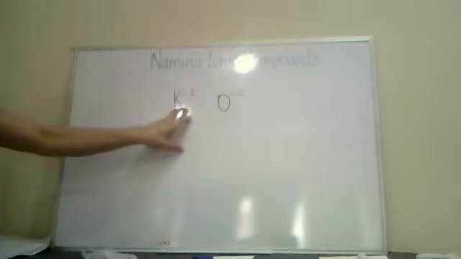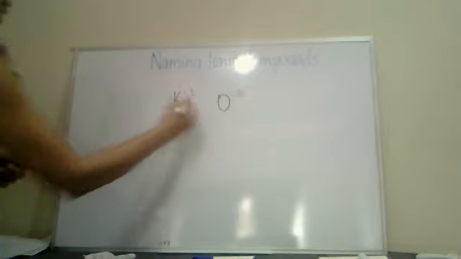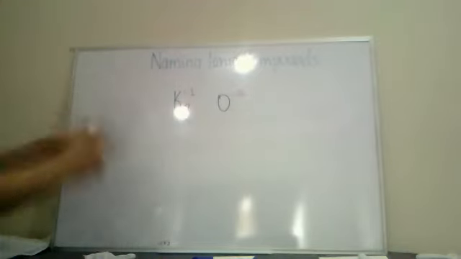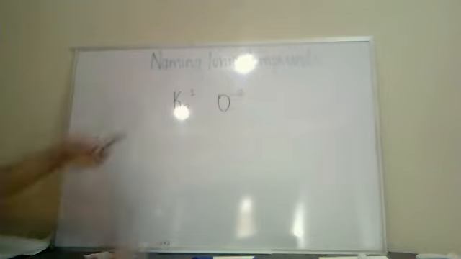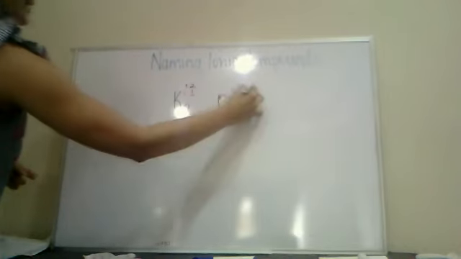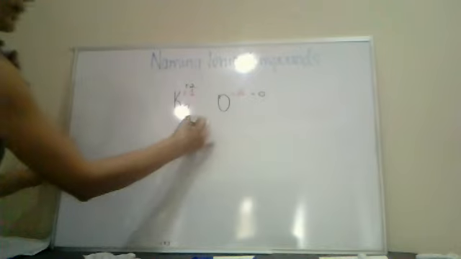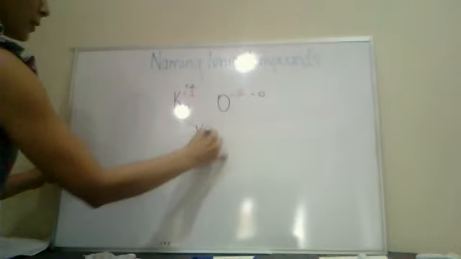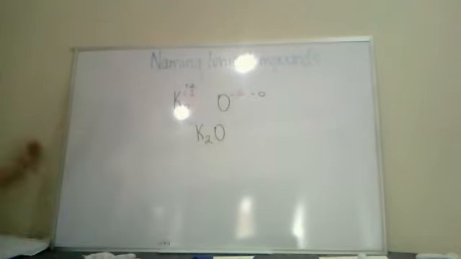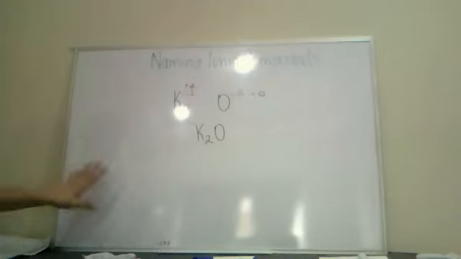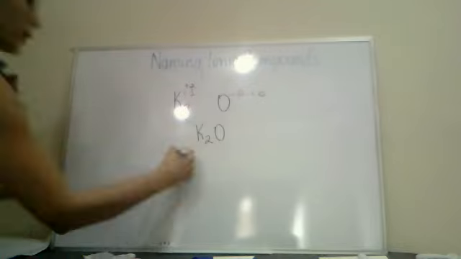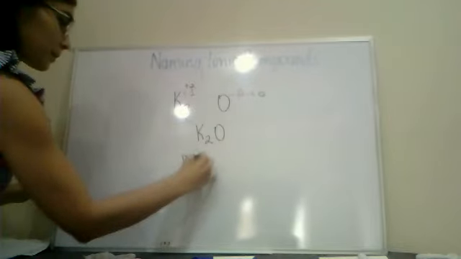So I need to make potassium become a 2. So I put a 2 to potassium, because 2 times 1 is 2, minus 2 is equal to 0. So my chemical compound is potassium 2 and oxygen. All right, so the rules for naming tell me that first I'm going to name my metal.